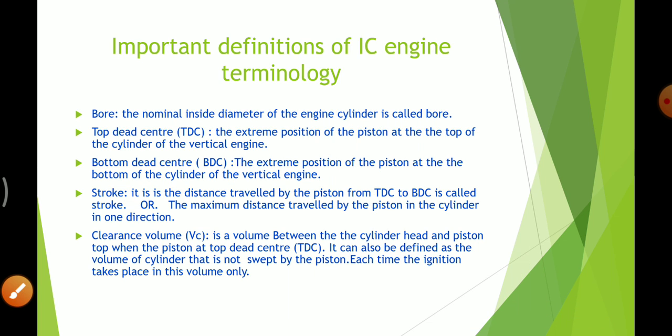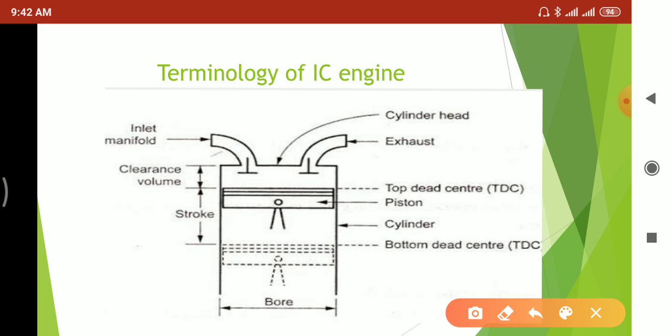Or I can define it also: the volume of the cylinder that is not swept by the piston. Each time the ignition takes place in this volume only. I told you, it is the volume which is not swept by the piston. It means the piston will not move in that region. It is simply called clearance volume. And the region or volume in which ignition takes place is called the clearance volume.